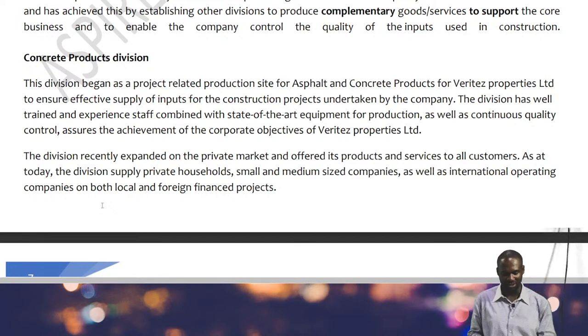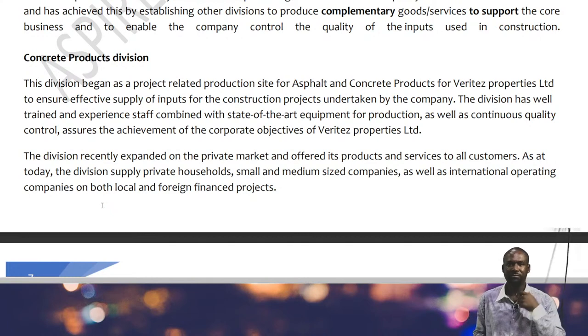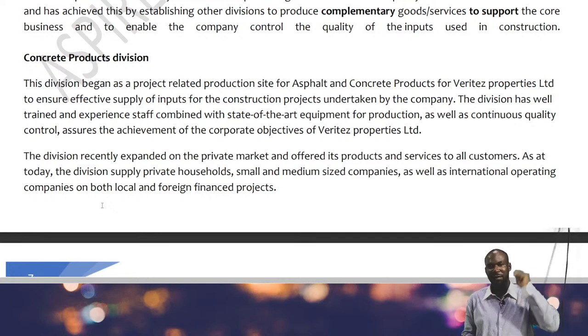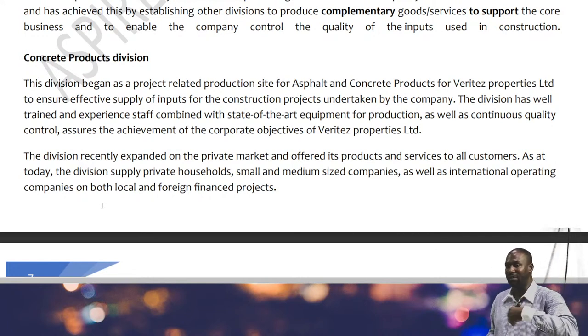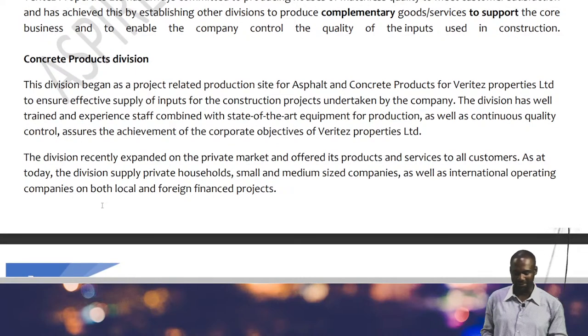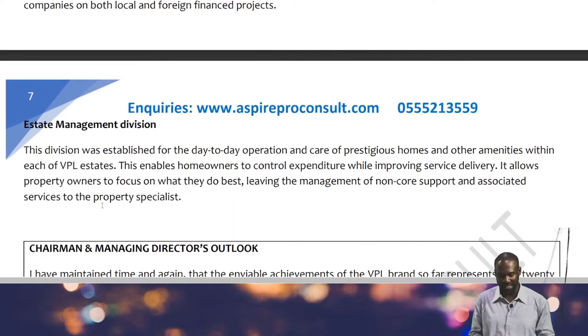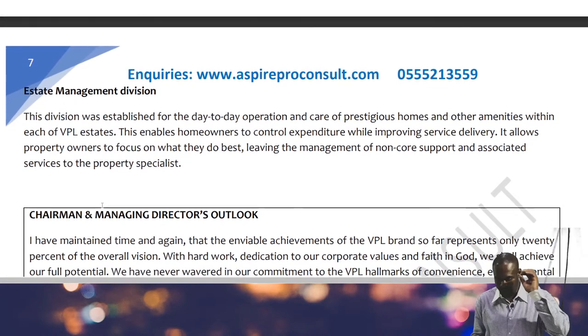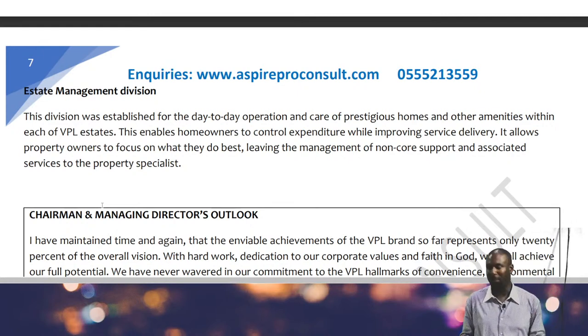Let's go to the next division. The next division is the estate management division. This division was established for the day-to-day operation and care of the prestigious homes. You need a division like this if you are dealing in buying and selling, because when people buy your property and want you to rent it for them, you need an estate management division to care for the property. It was established to care for the prestigious homes and other amenities within the estate. This enables homeowners to control their expenditure while improving service delivery. It allows property owners to focus on what they do best, leaving management of non-core support and associated services to the property specialist. Are we clear? That is it.